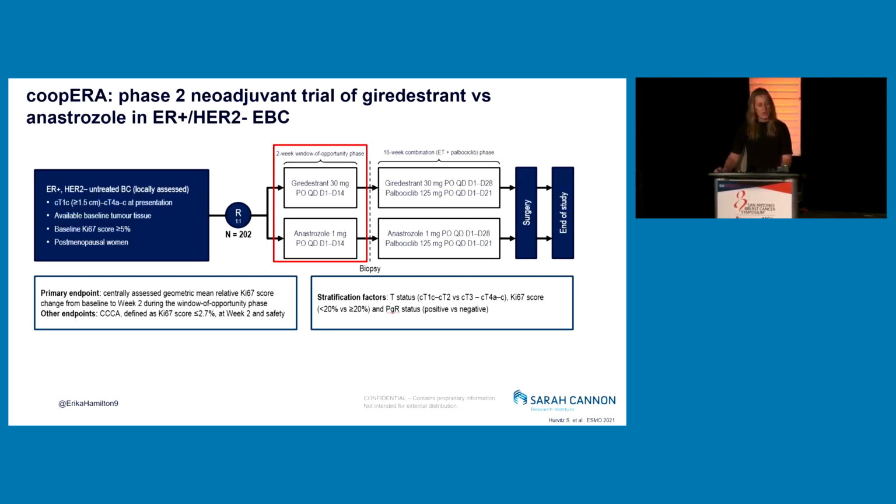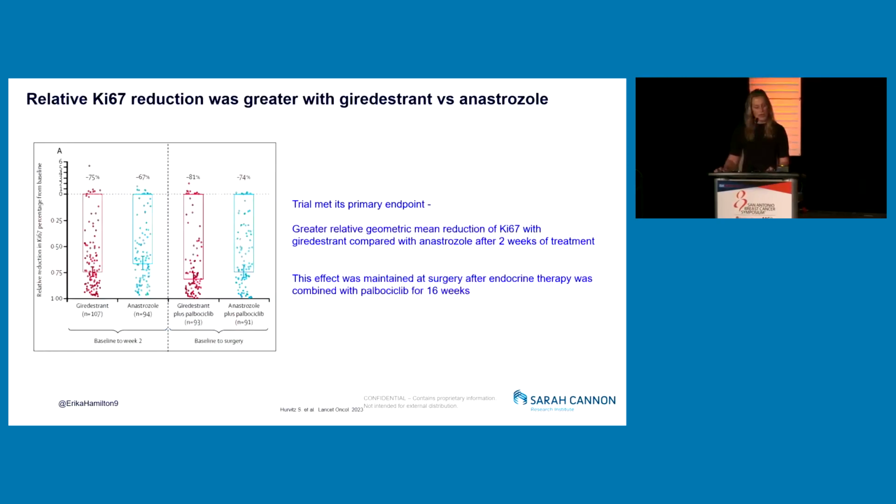They had at least T1C tumors, baseline tumor tissue, and had to have Ki-67 scores of at least 5%. They went on to receive essentially a window of giredestrant versus anastrozole, and then went on to a phase where they received the drug with palbociclib before surgery. You can see on the left the single agent activity, anastrozole versus giredestrant, with giredestrant dropping our Ki-67 just a little bit more, and a similar story even with combination with palbociclib, also a little bit more improvement with palbociclib and giredestrant.